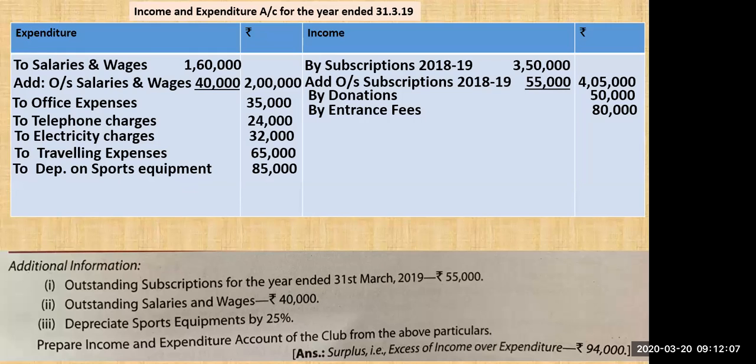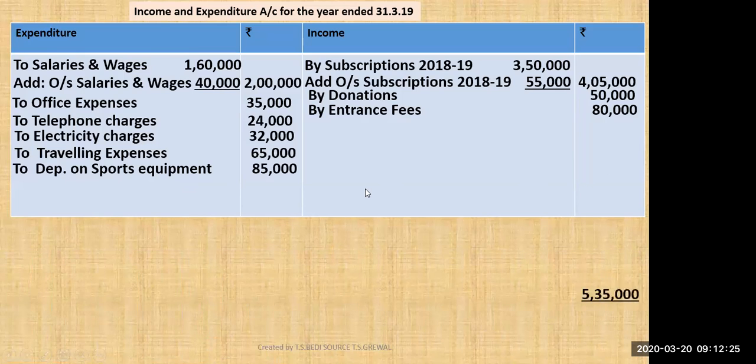So all the entries have been done. Now you will find the balance. Which side is more? Credit side is more, because 4,05,000 is here. यहाँ पे इतना नहीं है. So this is the total, 535, of the credit side. So I've written this 535 on both sides. Now you will deduct these amounts from 535 and find out the balance.